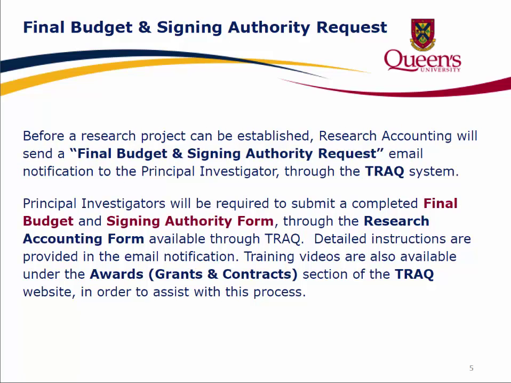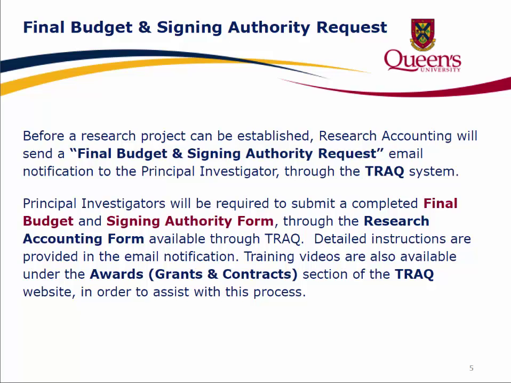Research accounting will send a final budget and signing authority request email notification to principal investigators through TRAC. These two documents must be completed and submitted through the research accounting event form in TRAC before a new project can be established. Detailed instructions are provided in the email notification, and training videos are also available under the awards section of the TRAC website.